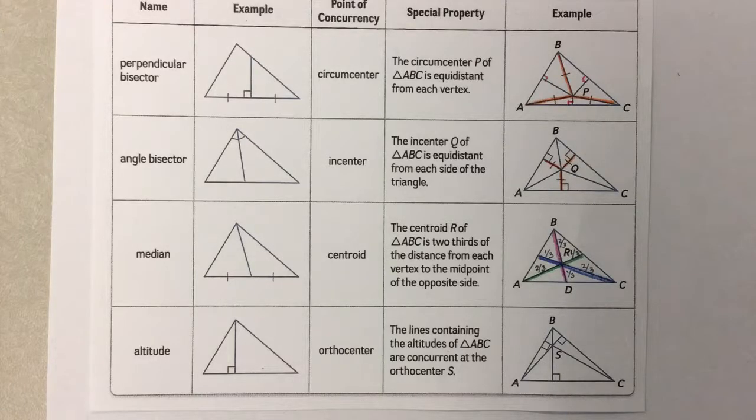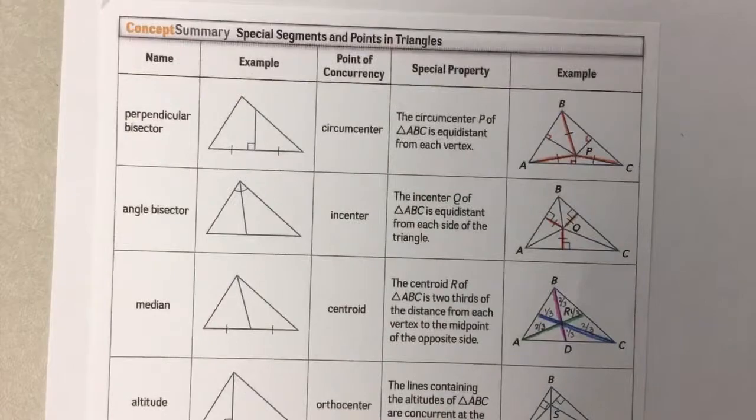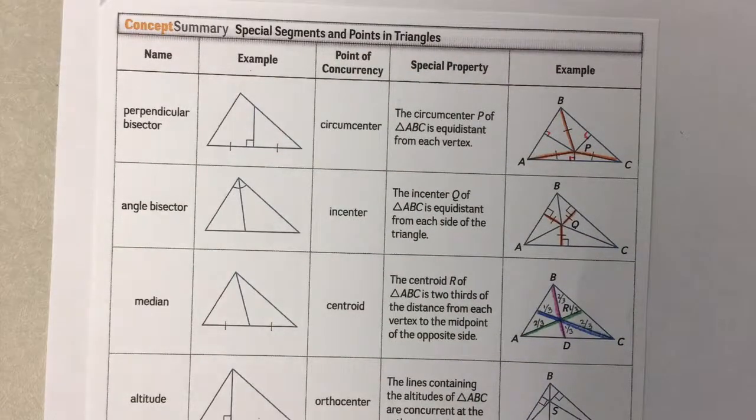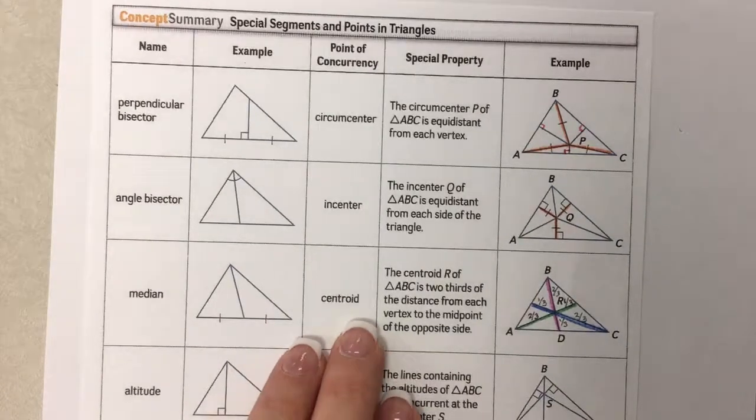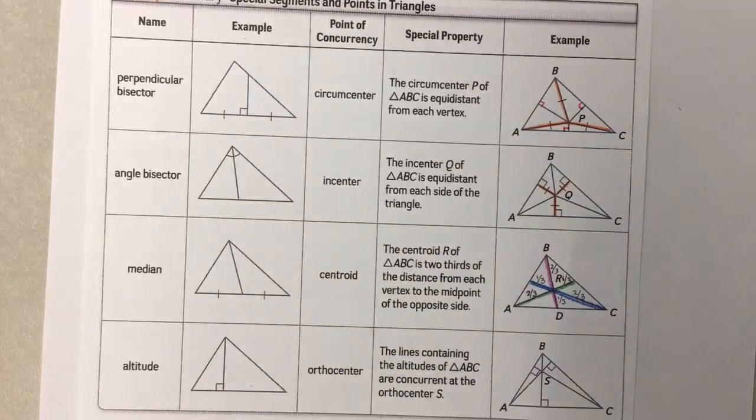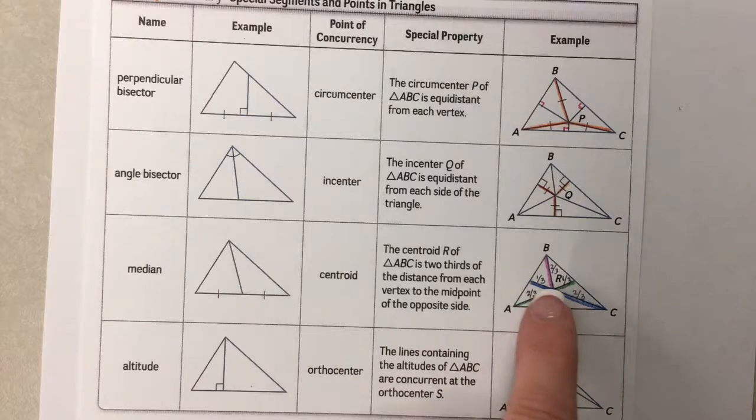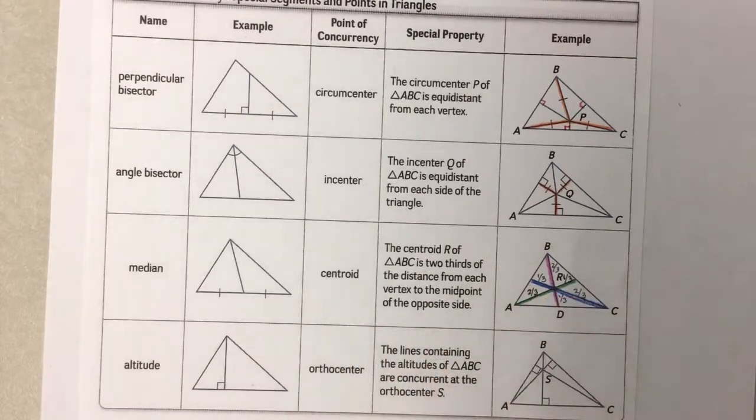Okay, this is the third in a series of videos about special points of concurrency in triangles. We've already done the circumcenter and the incenter, and now we're going to do something called the centroid. The centroid is the point of intersection of three medians. Well, what's a median? Glad you asked.